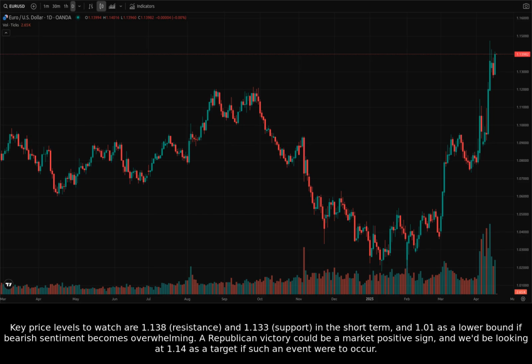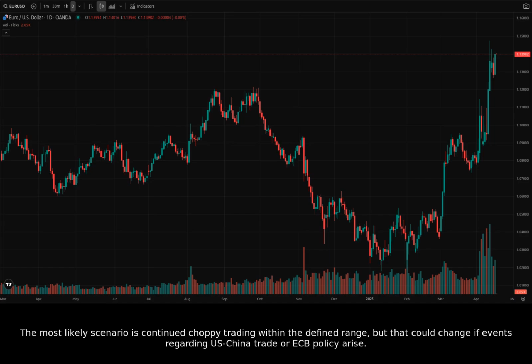A Republican victory could be a market positive sign, and we'd be looking at 1.14 as a target if such an event were to occur. The most likely scenario is continued choppy trading within the defined range, but that could change if events regarding US-China trade or ECB policy arise.